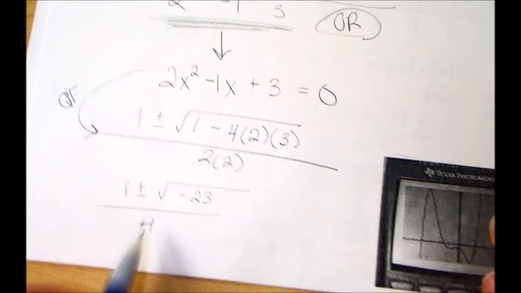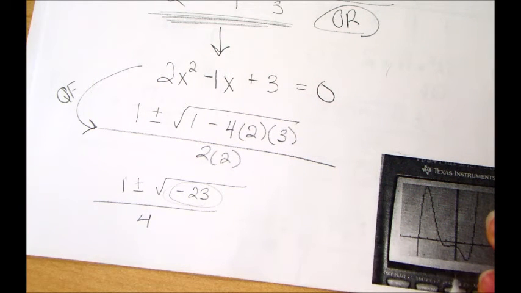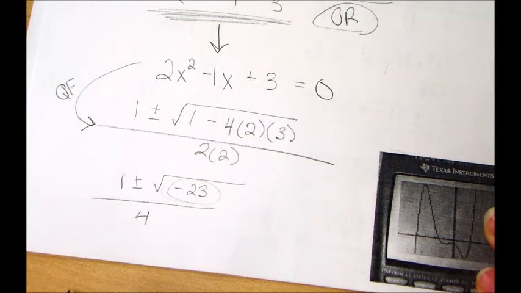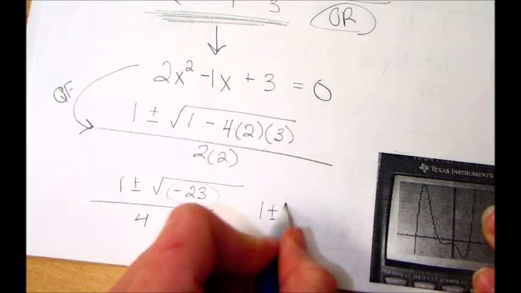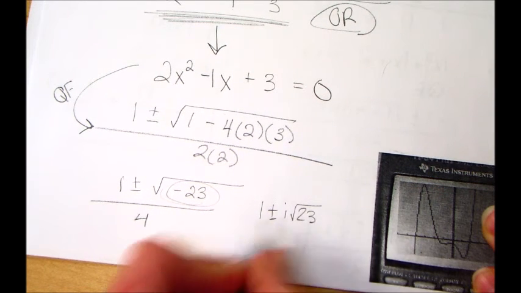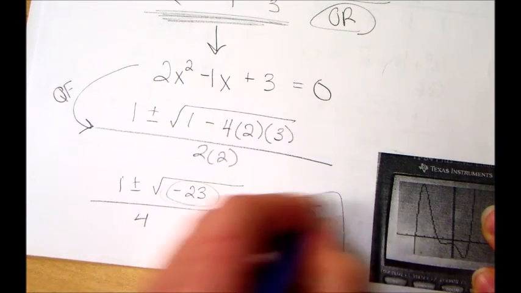And now the only thing I need to do is, what can I pull out of negative 23? I don't have any perfect squares inside of 23, so the only thing I can pull out of my square root is an i. So we're going to have 1 plus or minus i square roots of 23 all over 4. Those are my 2 other x values.